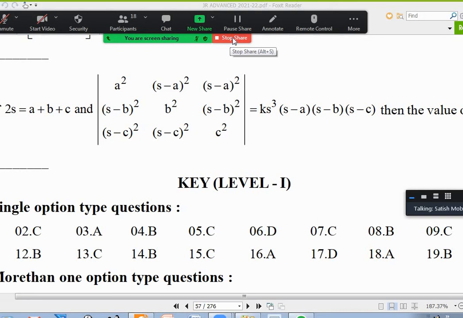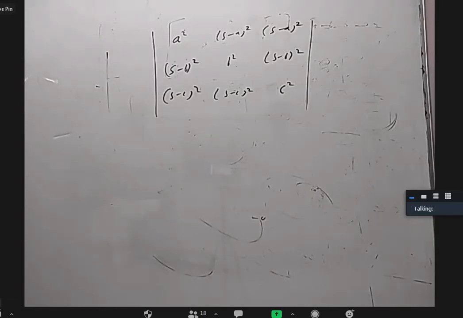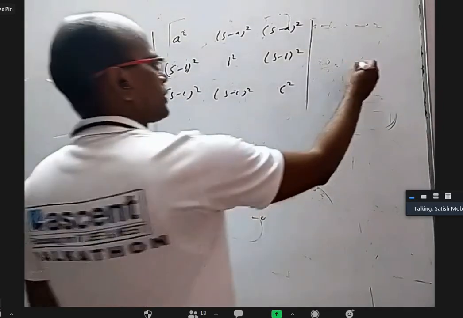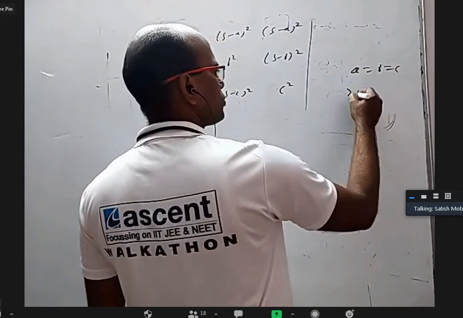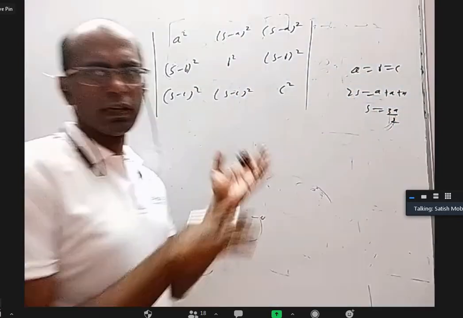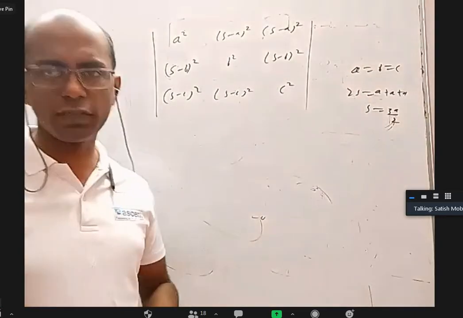Actually, if you take A equal to B equal to C, you can do this by the objective method. If somebody wants an objective method, take A equal to B equal to C. 2S will be A plus A, so S will be 3A by 2. Simplify LHS and RHS, and you will get the K value. That's the easy way.